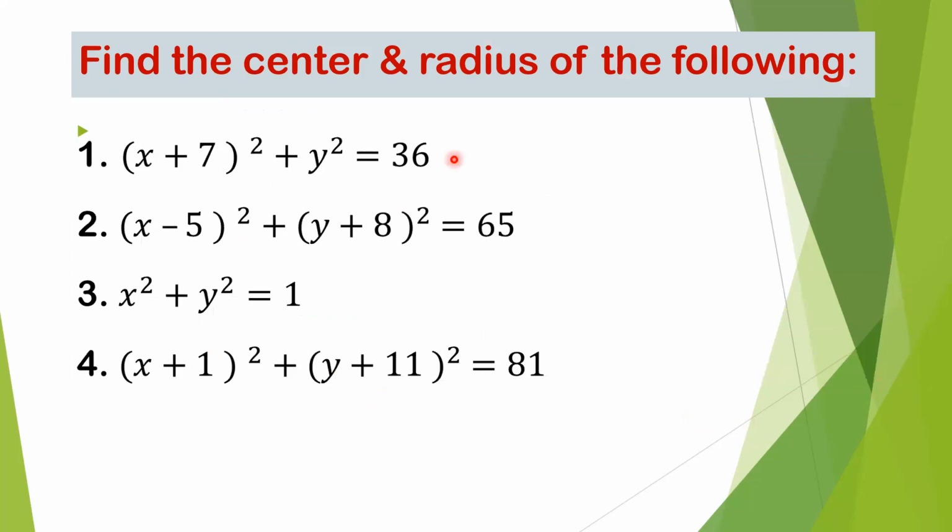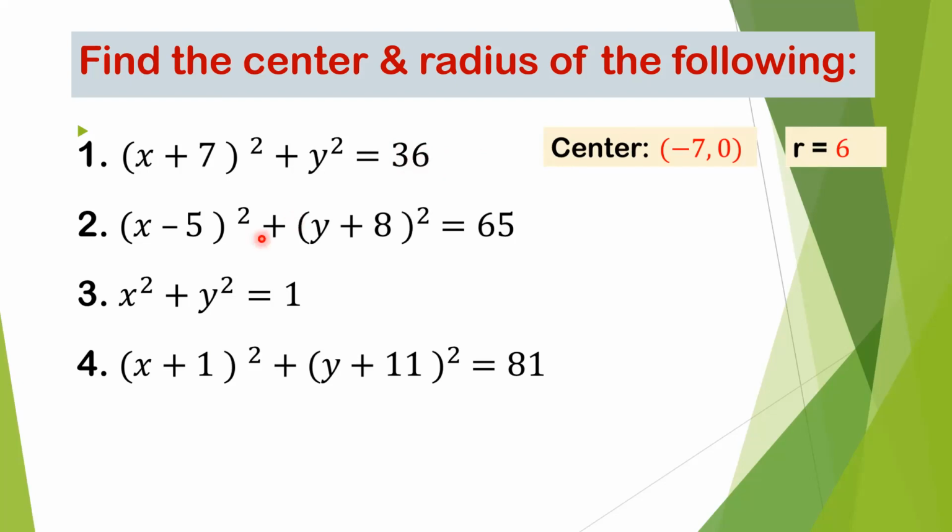Okay, so how do we find the center and radius of the following, beginning with number 1? Since what we need is the x minus and the y minus version, this should have been x minus -7. This is y minus 0. So, that makes our center -7, 0. And since this 36 here can be written as 6 squared, that means our radius is equal to 6. It's actually the positive square root of 36.